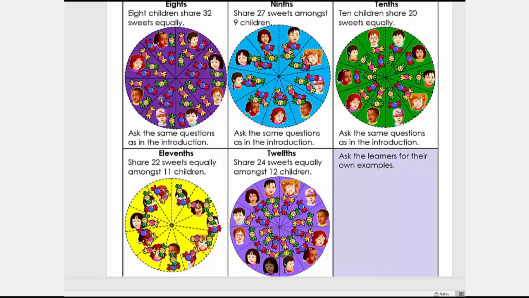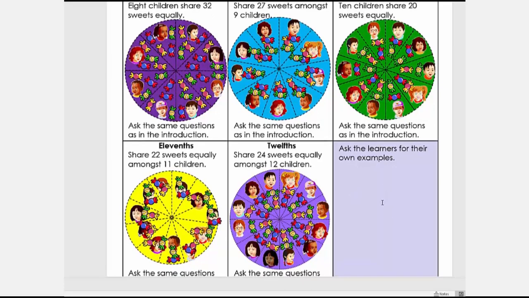Make stories around these. I just gave it to you as 8 children share 32 sweets equally, but make a story around these to make it a real life activity for learners. And then lastly, when we're done, ask the learners to draw one similar example using any fraction of their choice.